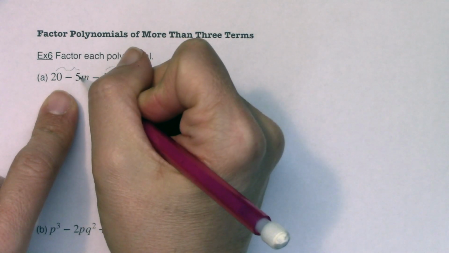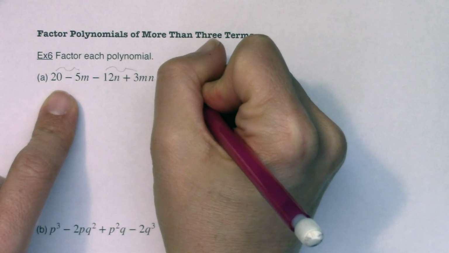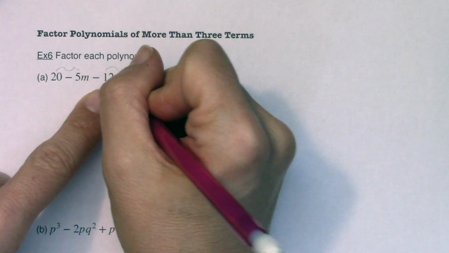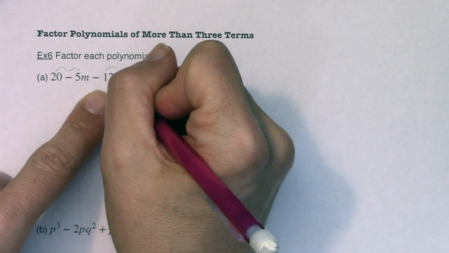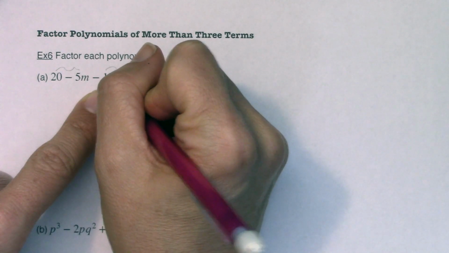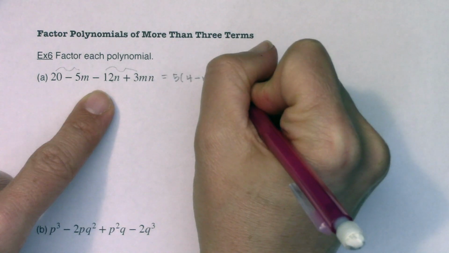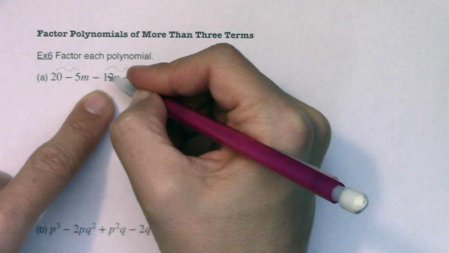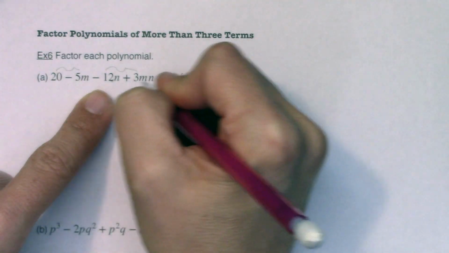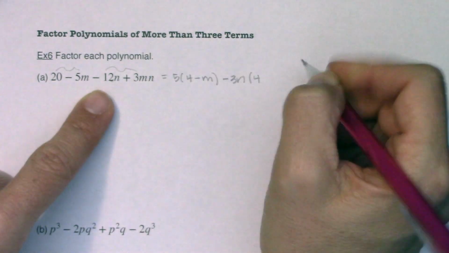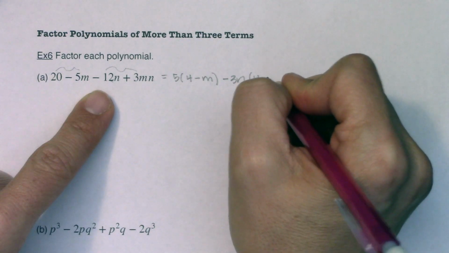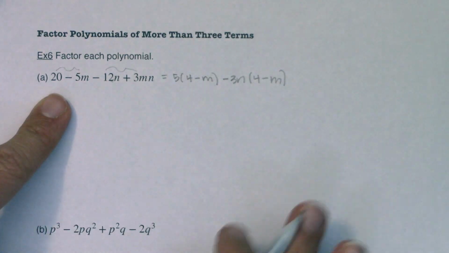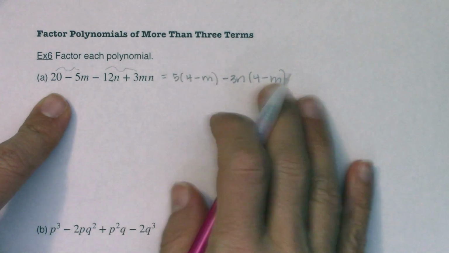If I think about 20 and negative 5m, I could see a 5 common. So that would be 4 minus m. And I'm going to take the negative, because if I think about what's common to negative 12n and positive 3mn, I'm going to take out the negative 3n. When I take out the negative 3n from the negative 12n, I'm going to have 4. When I take out negative 3n from positive 3mn, I'm going to have minus m, which is great, because that back factor of 4 minus m is the same binomial.